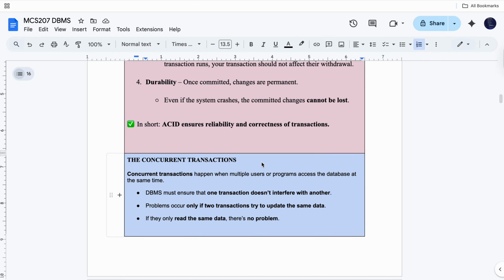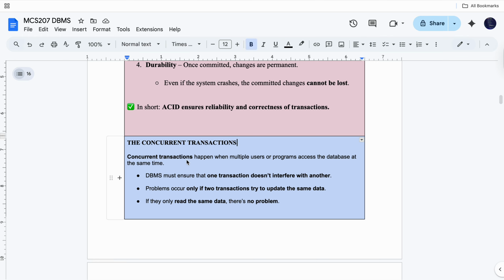ठीक है, ACID। Concurrent transactions happen when multiple users or programs access the database at the same time. The DBMS must ensure that one transaction does not interfere with another. Problems occur only if two transactions try to update the same data. If they only read the same data, there is no problem.